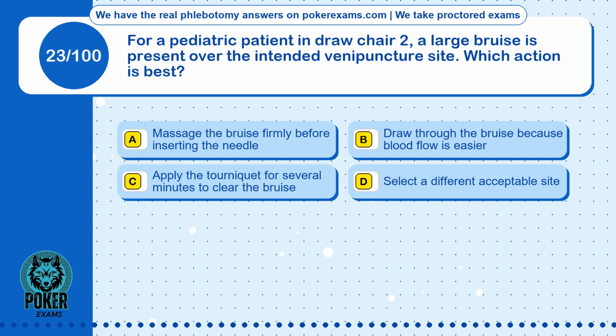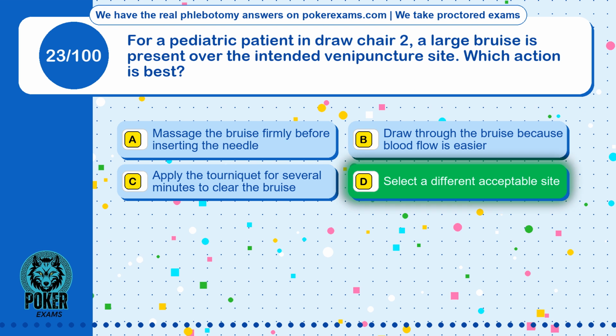Question 23. For a pediatric patient in draw chair 2, a large bruise is present over the intended venipuncture site. Which action is best? Option A, massage the bruise firmly before inserting the needle. Option B, draw through the bruise because blood flow is easier. Option C, apply the tourniquet for several minutes to clear the bruise. Option D, select a different acceptable site.